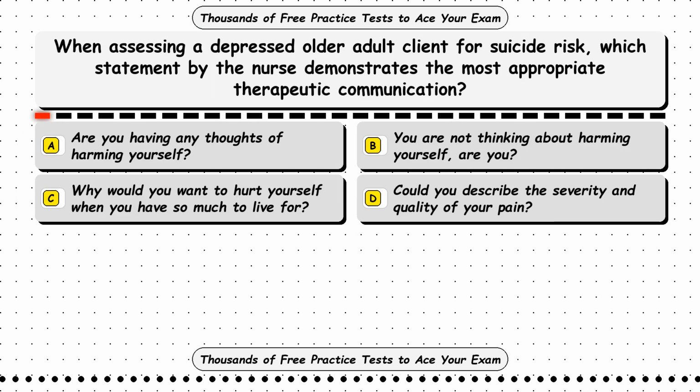Question 22. When assessing a depressed older adult client for suicide risk, which statement by the nurse demonstrates the most appropriate therapeutic communication? Option A: are you having any thoughts of harming yourself? Option B: you are not thinking about harming yourself, are you? Option C: why would you want to hurt yourself when you have so much to live for? Option D: could you describe the severity and quality of your pain?